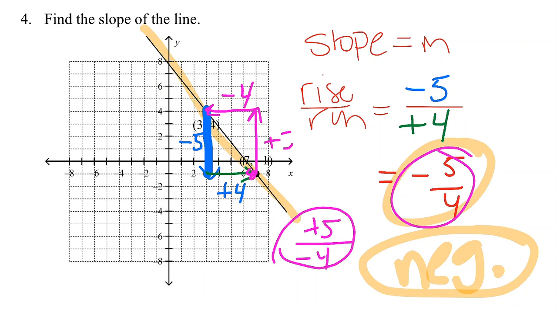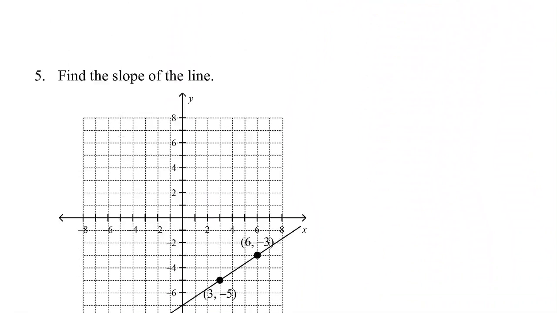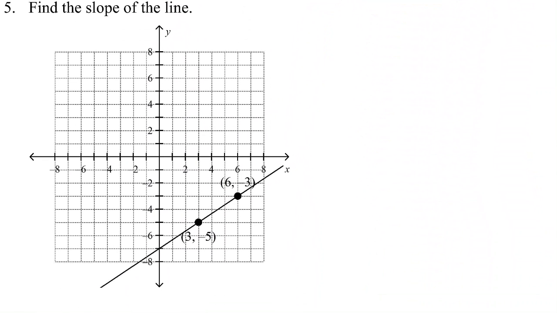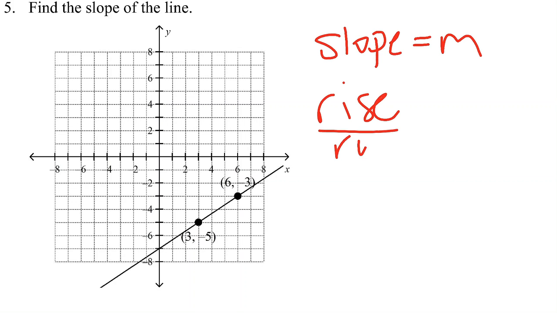It should have a negative slope. And that is correct. All right. Here's number 5. I gave you 2 points, so you use the points. You're going to figure out the rate of change, which is called the slope. So I'm going to write the slope equals m, which equals the rise over run. And this is what you're going to write in your notebooks.